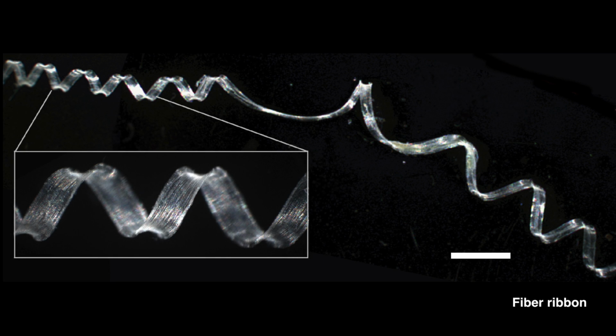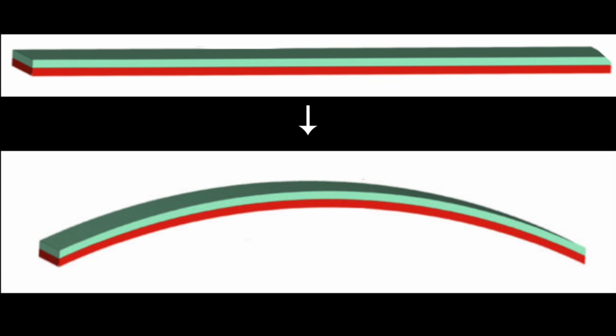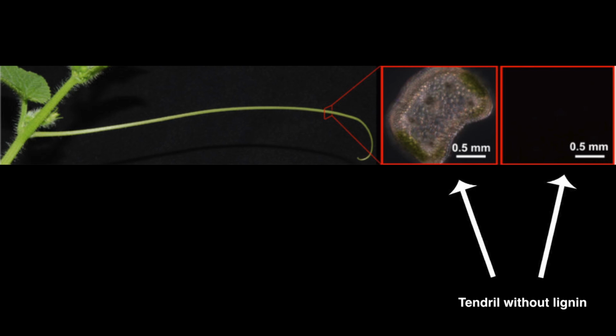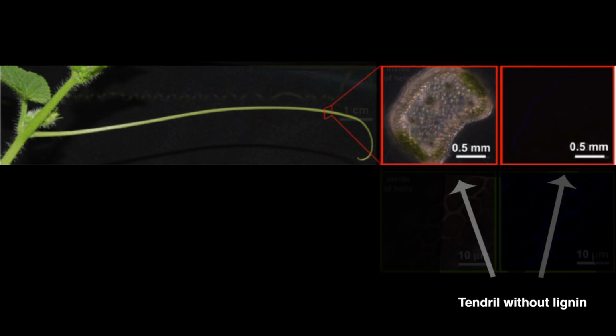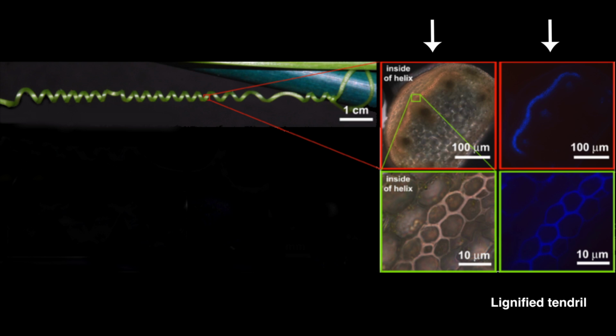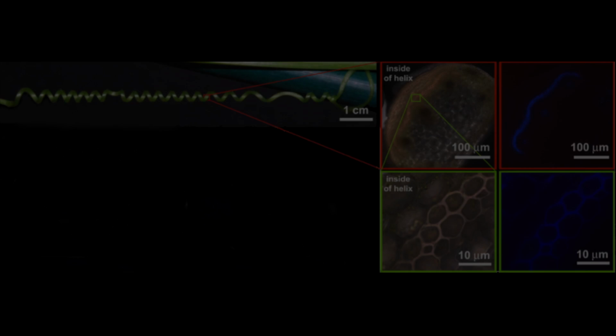This coiling is made possible by a stiff ribbon-like strip of specialized cells within tendrils called the fiber ribbon. During coiling, the fiber ribbon contracts asymmetrically. When the tendril is ready to coil, a chemical compound called lignin accumulates in the ventral side of the ribbon. This stiffens the ventral side, shortening it relative to the dorsal side.